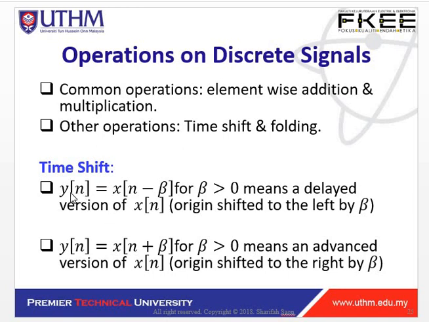Let's say if you have y[n] equal to x[n minus beta], so this minus here means that it's a delay. So how to do the delay? If you use the origin method, it means that you shift the origin. What do you mean by shift the origin? There is a marker of the origin. So you shift the marker of the origin to the left by beta units. Let's say if the equation has a plus, this plus means it's advance. So you shift the origin to the right by beta units.